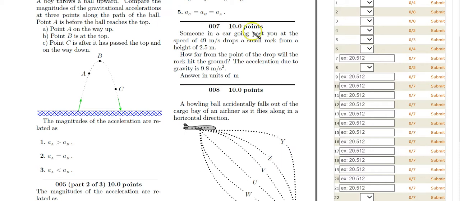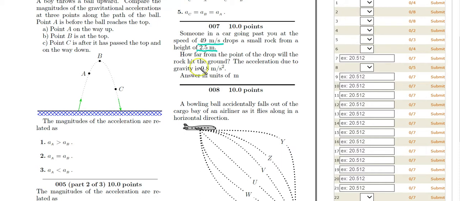So if someone in a car is going past you at a speed of 49 meters per second, now that is like super fast. That's like over 150 kilometers an hour. So that person is clearly speeding, but besides the point. They drop a small rock from a height of 2.5 meters, and that is a really tall car. Okay, so this question is kind of funny. So that would be like a bus going at 150 kilometers an hour.